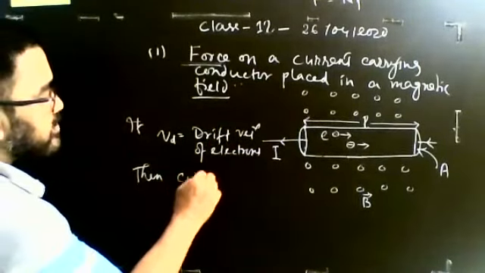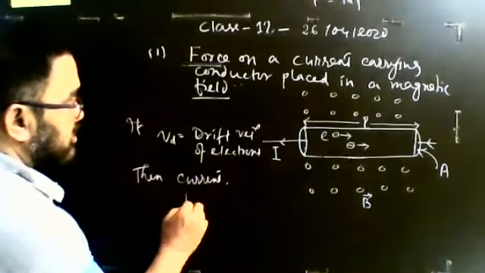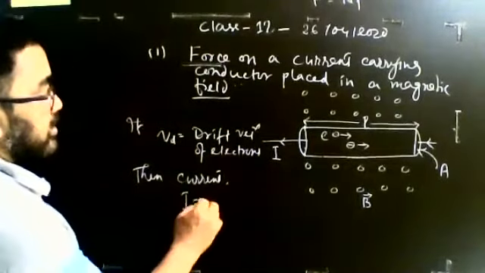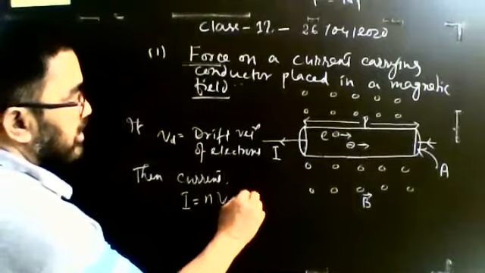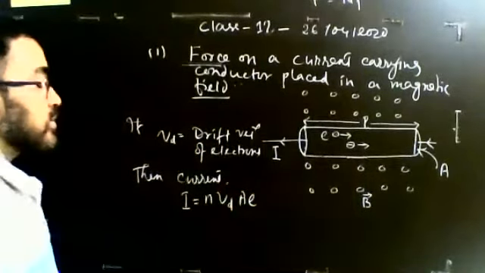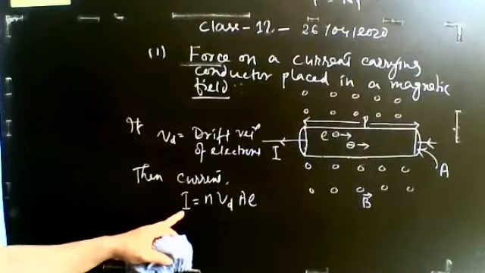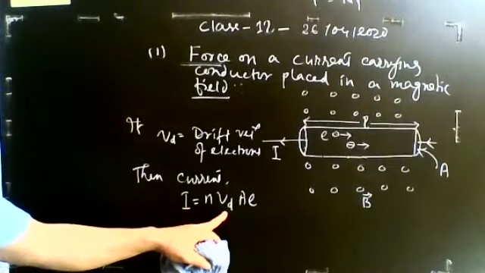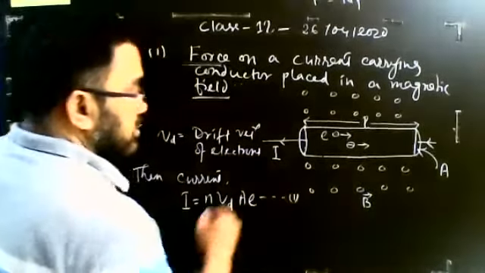If Vd is the drift velocity, then current is given as I = n Vd A e, equation 1. So the expression of current with drift velocity is given by this equation, as we know.